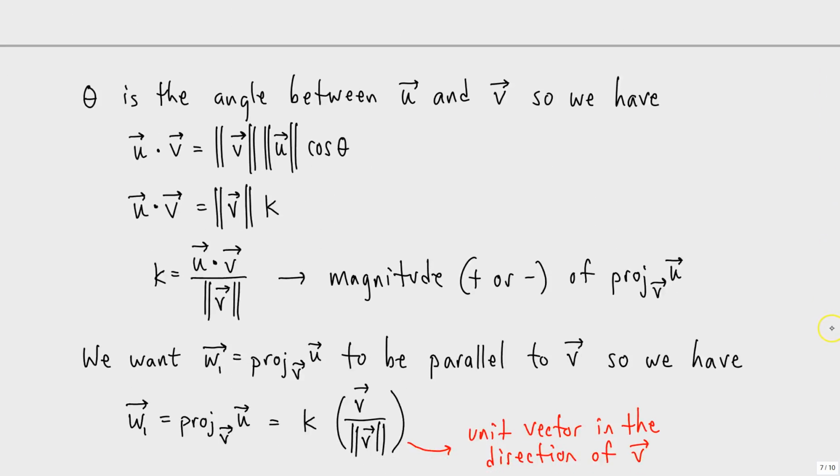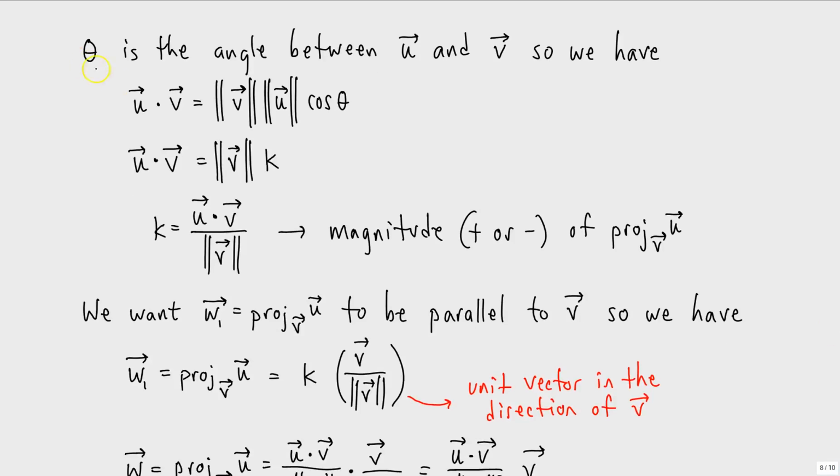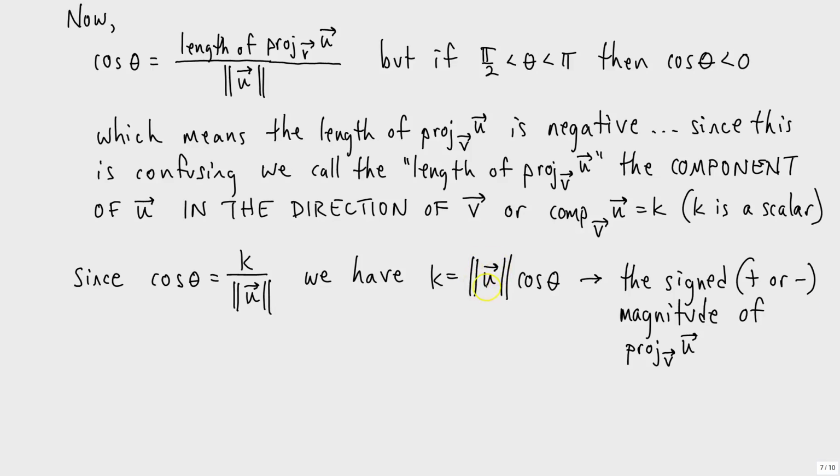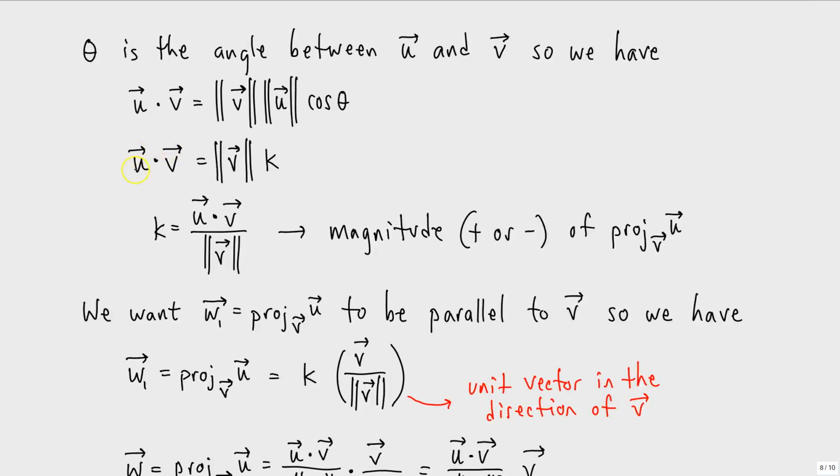Well, theta is the angle between u and v, and we have a formula for that. The dot product equals the magnitude of v times the magnitude of u times cosine of this angle between u and v. But cosine of theta times the magnitude of u, we were calling that k. So back up here, using our right triangle trig, k is actually the magnitude of u times cosine theta. So if we make that substitution, we have the dot product equals the magnitude of v times k.